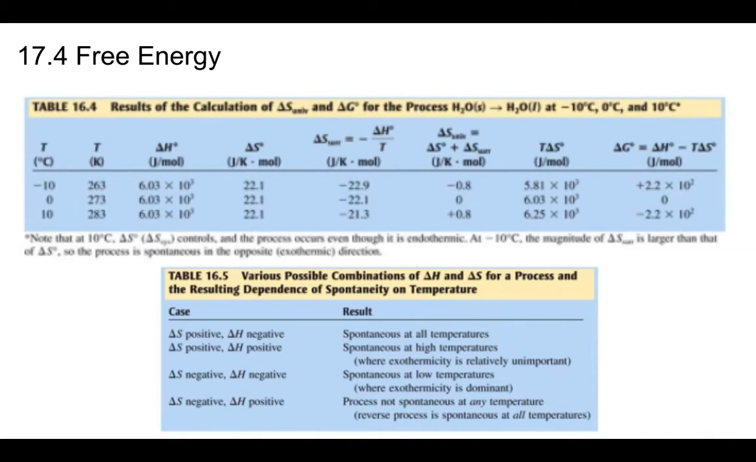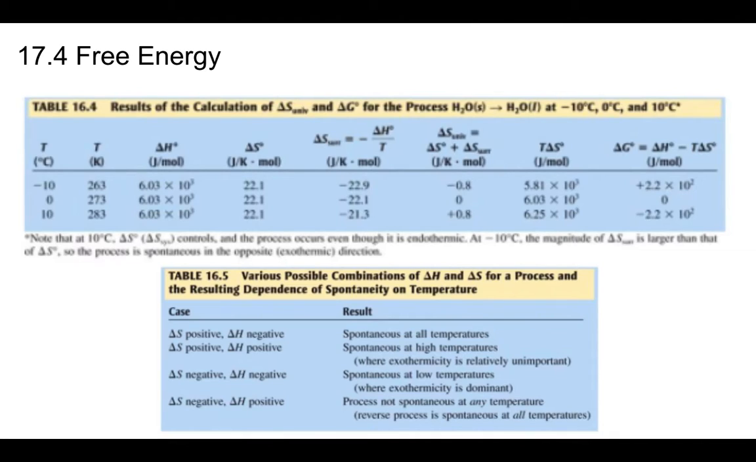However, delta S of the surroundings is highly temperature dependent. Remember, it's negative delta H over T, so T is in its formula. And it's going to be negative 22.9 at negative 10, negative 22.1 at a higher temperature, and negative 21.3 at the even higher temperature of 283 Kelvin.